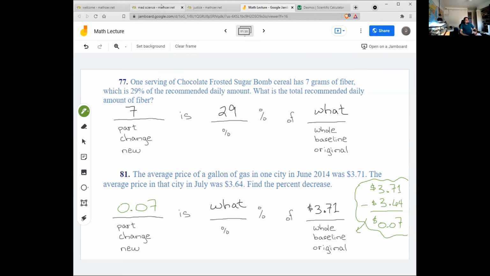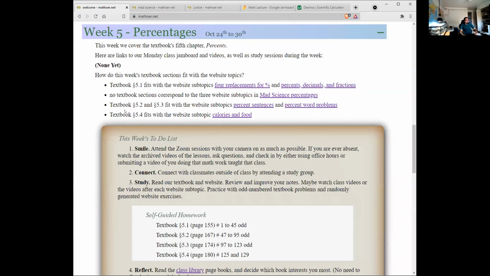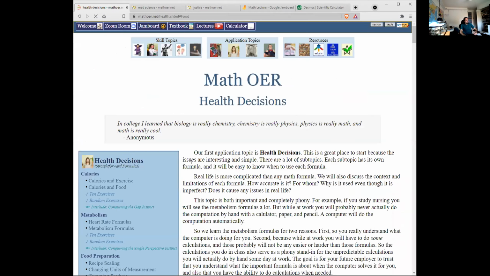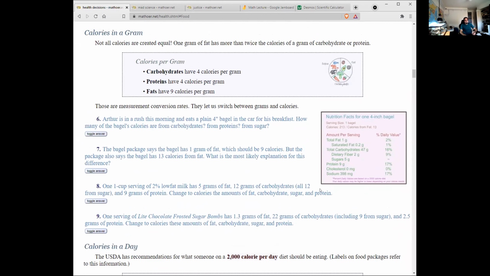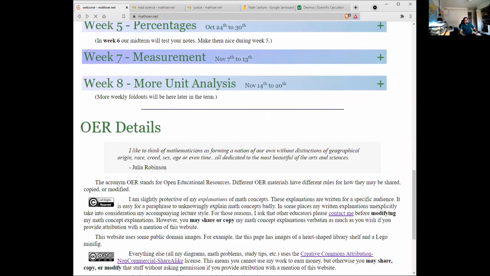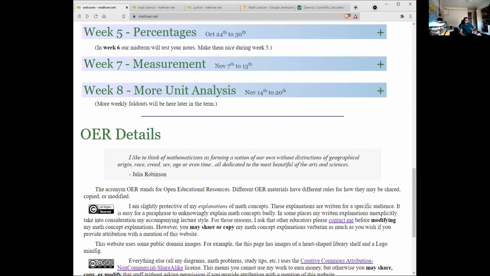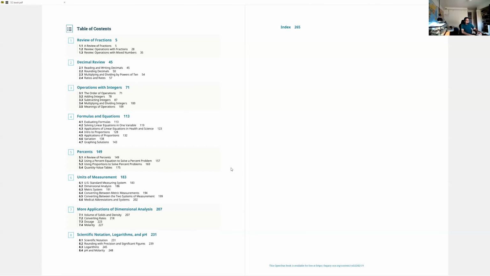Okay, let's go back to here. Calories in food, I'm not encouraging you to do unless you want to, but if you like looking at nutrition labels, the textbook has some examples of that too. Okay, let's go to your book and make sure that you feel ready for it. So percents are on page 149.